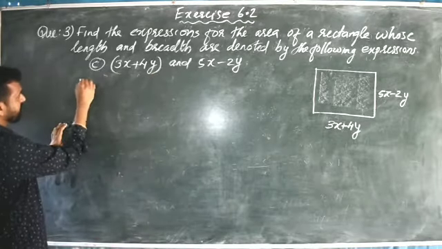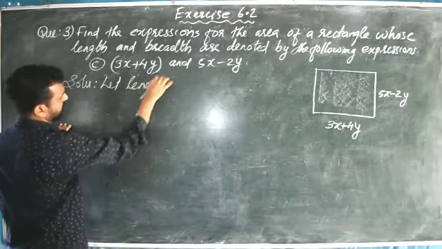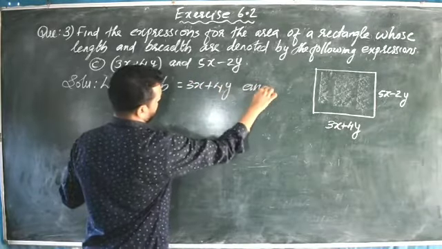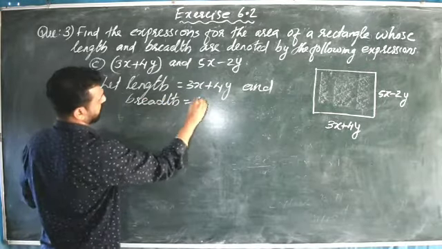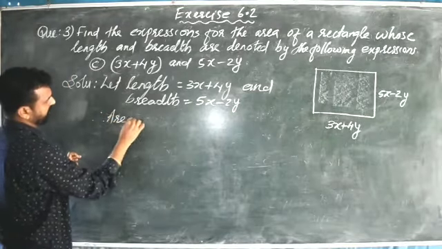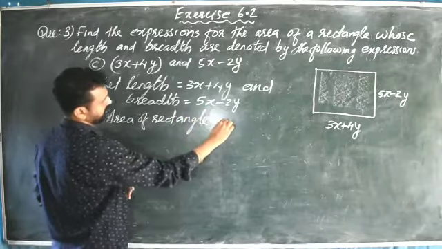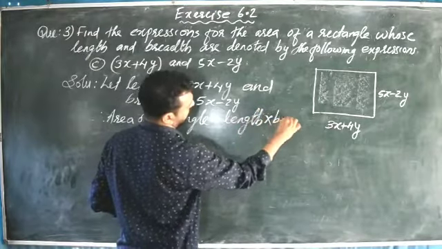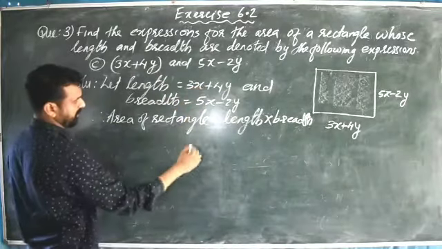See this question. First we will take it as length and breadth. Let length is equal to 3x plus 4y and breadth is equal to 5x minus 2y. Therefore, we want to find out area of rectangle. Area of rectangle is equal to, what is the formula? Area of a rectangle is equal to length into breadth. That means we have to multiply this length and breadth.